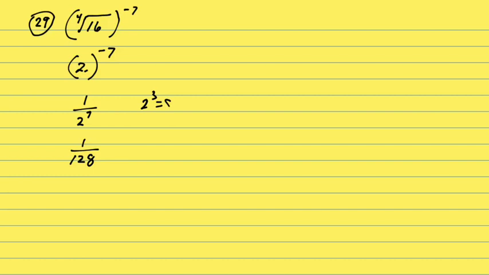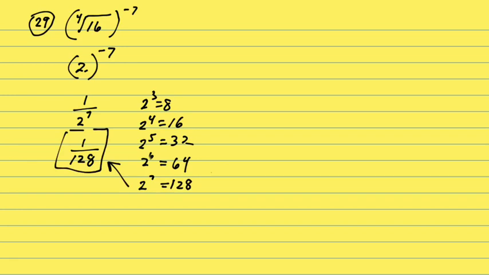2 to the 3rd is 8, 2 to the 4th is 16, 2 to the 5th is 32, 2 to the 6th means times 2 again, 64. I don't know why I wrote a 6 there. It's 2 to the 6th, 2 to the 7th is 128, which is what I used here. These are important because we live in the binary age of computers, so powers of 2 become fairly significant.